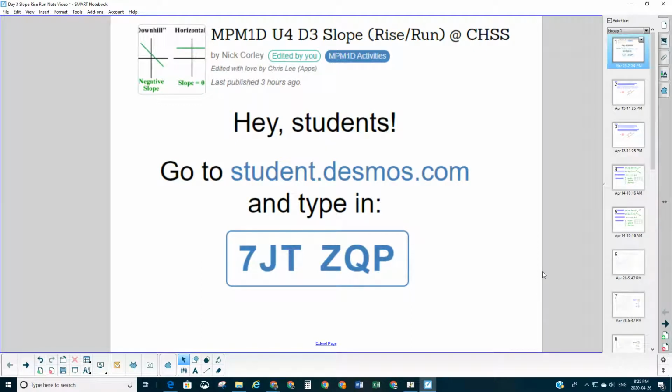All right, welcome to our Unit 4, Day 3, where we're investigating the slope by calculating the rise over run. Hopefully you've already done the Desmos activity that's outlined on this page. If not, go back to this page and try that Desmos activity, and that will get us set up for what we are learning today.